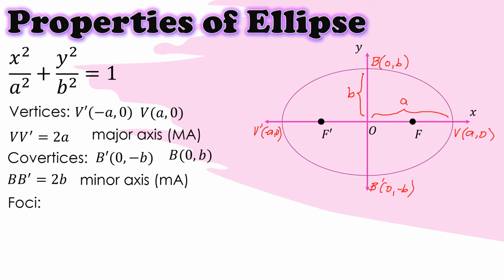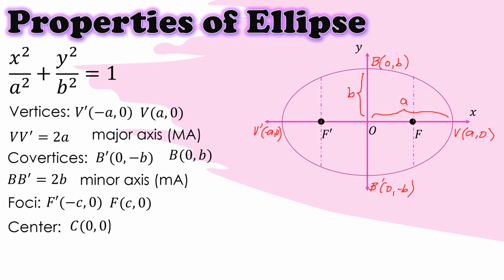The foci of the ellipse are at the points F prime (-c, 0) and F (c, 0). The intersection of the axes is the center of the ellipse, this time at point (0, 0).